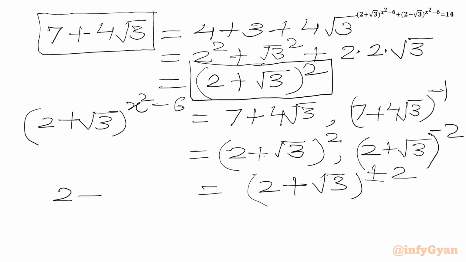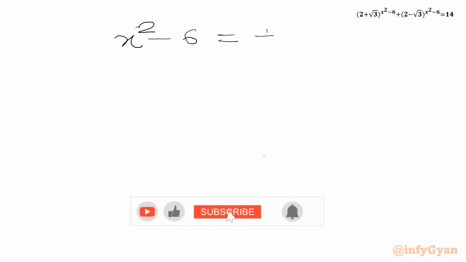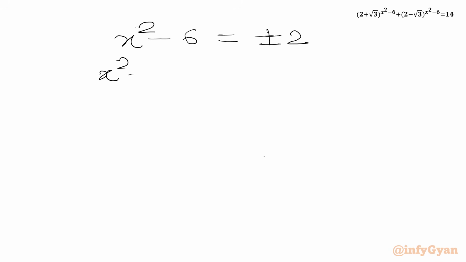In LHS, 2 plus square root 3 whole power x square minus 6. Bases are same. We are going to equate exponents. So we will write x square minus 6 equal to plus minus 2, or we can write x square minus 6 equal to plus 2 and minus 2.